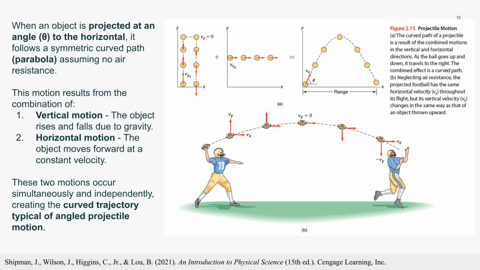First, there is horizontal motion, where the object moves forward at a constant speed because no horizontal forces are acting on it. Second, there is vertical motion, where the object rises against gravity, slows to a stop at its peak, and then accelerates downward. Because these independent motions happen at the same time, they produce the classic curved paths of a thrown baseball or a kicked football.